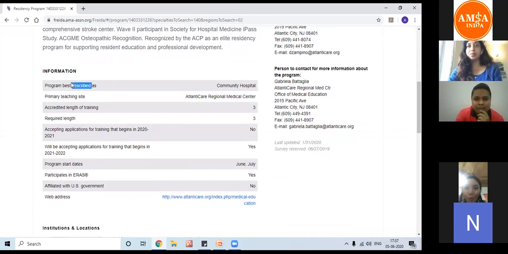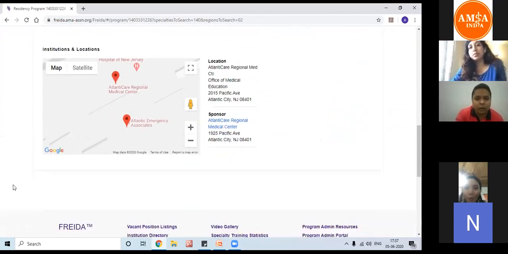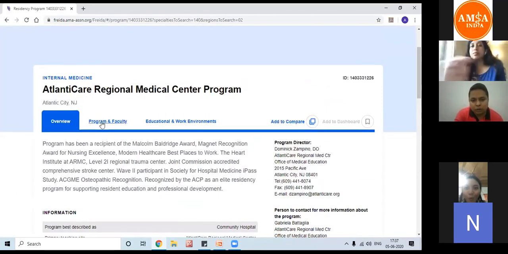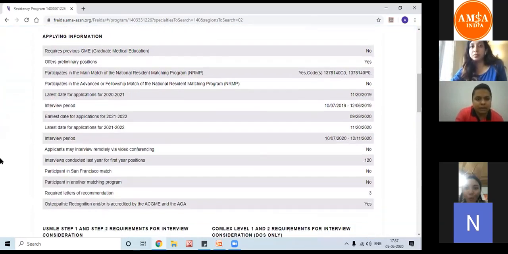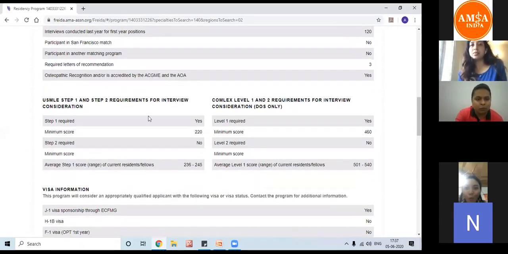Program best described as community hospital, primary teaching site, accredited length of training is 3 years, required length is 3 years. Will they be accepting applications for training that begins 21-22? Yes. Program start dates June, July. Participants in the ERAS? Yes. Web address? Everything is given over here with Google Maps and all possible things. Then if you just change the tab, you will also see program size, program details, everything is given over here. Step 1 required, yes.